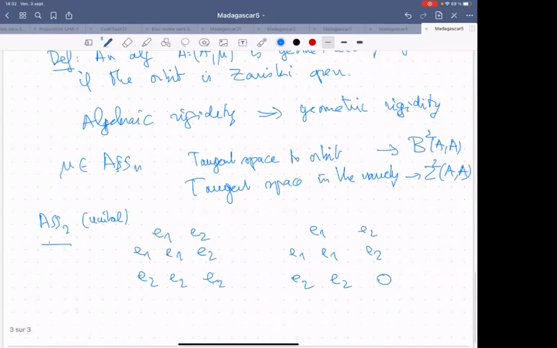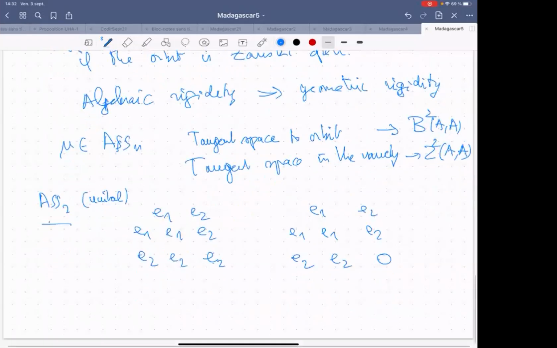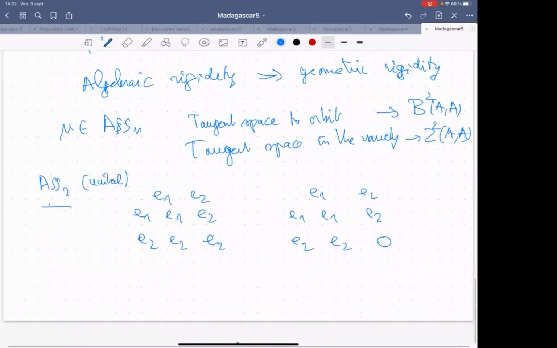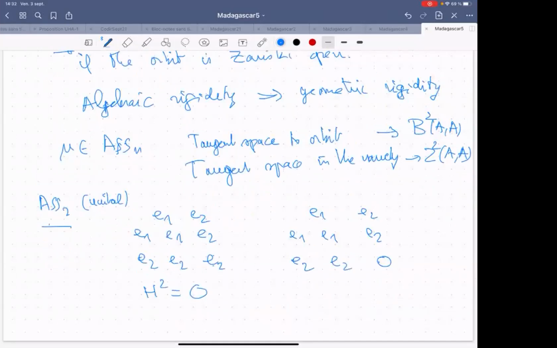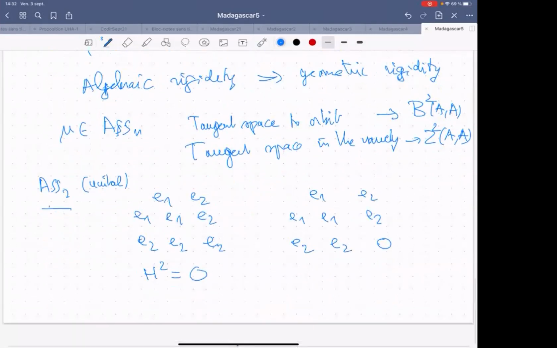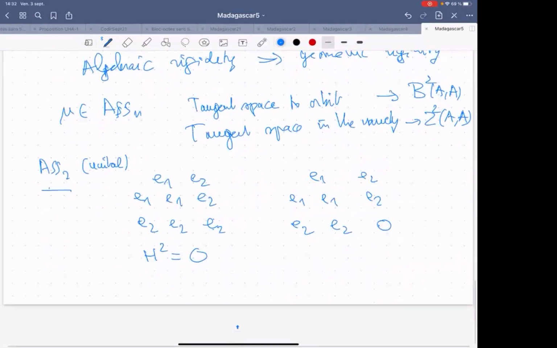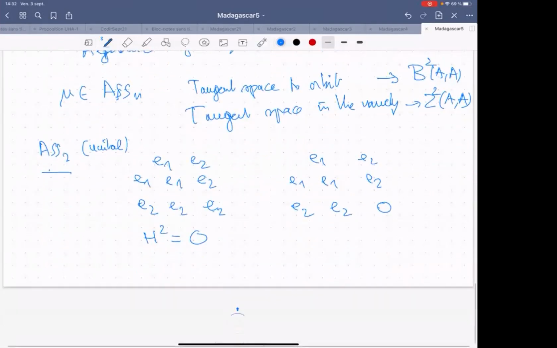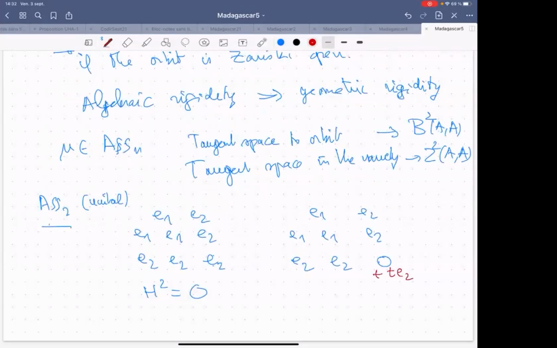If you compute the cohomology of this, you can do it as an exercise, then H2 here is 0. And this means that this algebra is rigid, but this one is not. And it's easy to deform it. Of course, I can just, for example, replace this 0 by plus T E2, and then what I get here is a deformation of this multiplication, for any T.